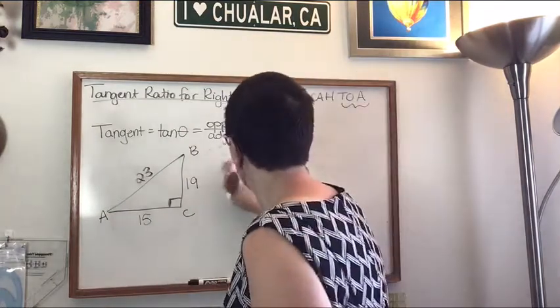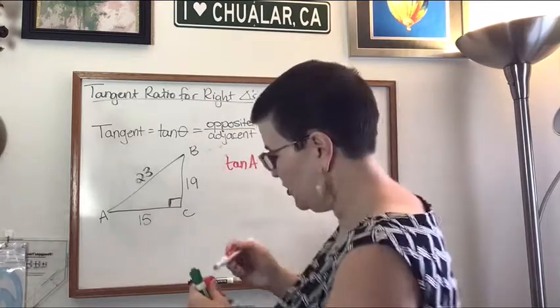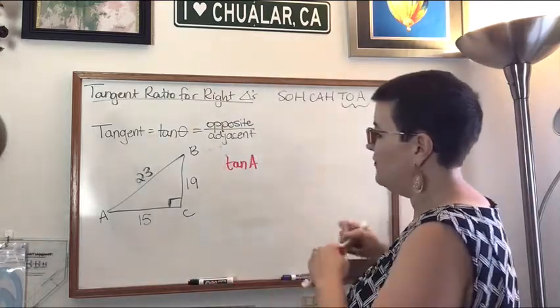All right. I keep wanting to do sine. I just really love sine, I guess. All right, let's find the tangent of A, and then let's go ahead and find the tangent of B.